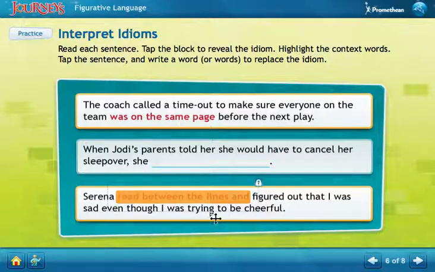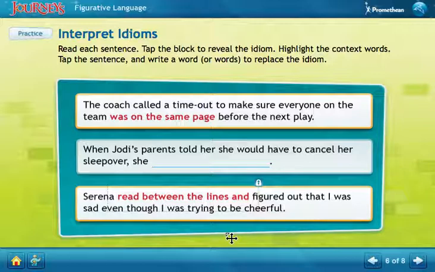Serena read between the lines and figured out that I was sad even though I was trying to be cheerful. So she read between the lines. Now, if you think of lines in a book, they have words on them, right? Well, they're saying she noticed something even though it wasn't said. Serena noticed something was wrong and she read between the lines because I was trying to be cheerful when I was really sad, and she noticed that.